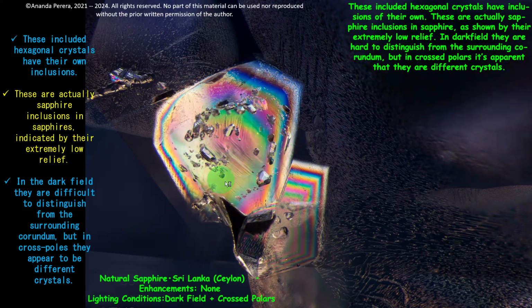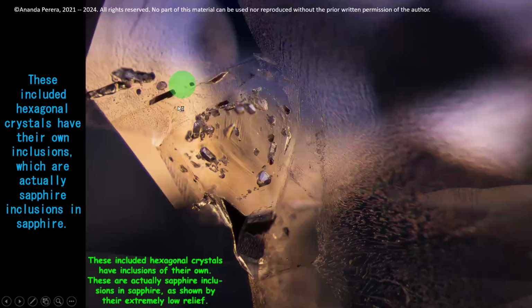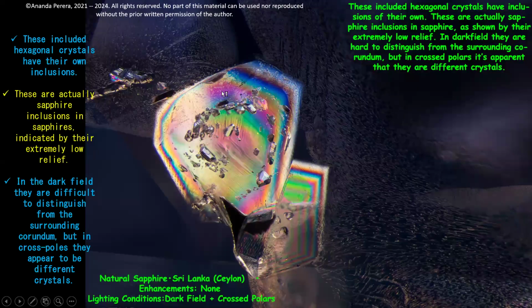Extremely low relief. In the dark field illumination, they are difficult to distinguish from the surrounding corundum. But in cross polars, to watch this properly, here we have used dark field illumination and the crossed polars. There are two lighting conditions together. So dark field illumination and the crossed polars give this picture instead of this picture. This is the original picture we saw, and here it is dark field with crossed polars. We can see the same picture, same inclusions.